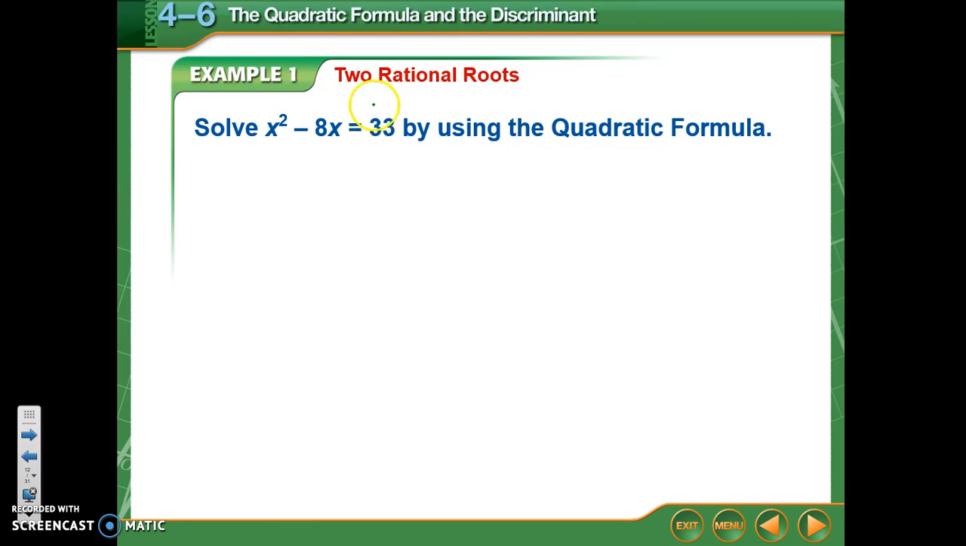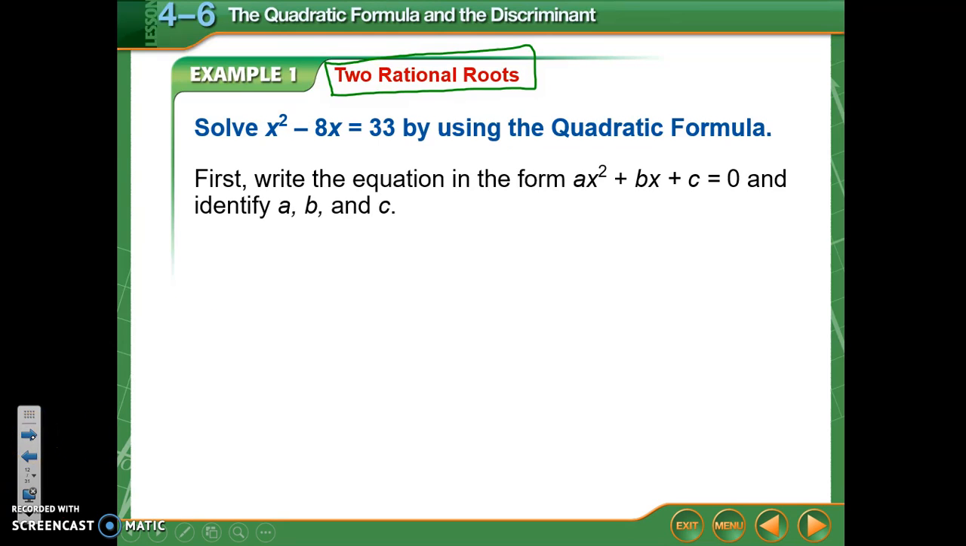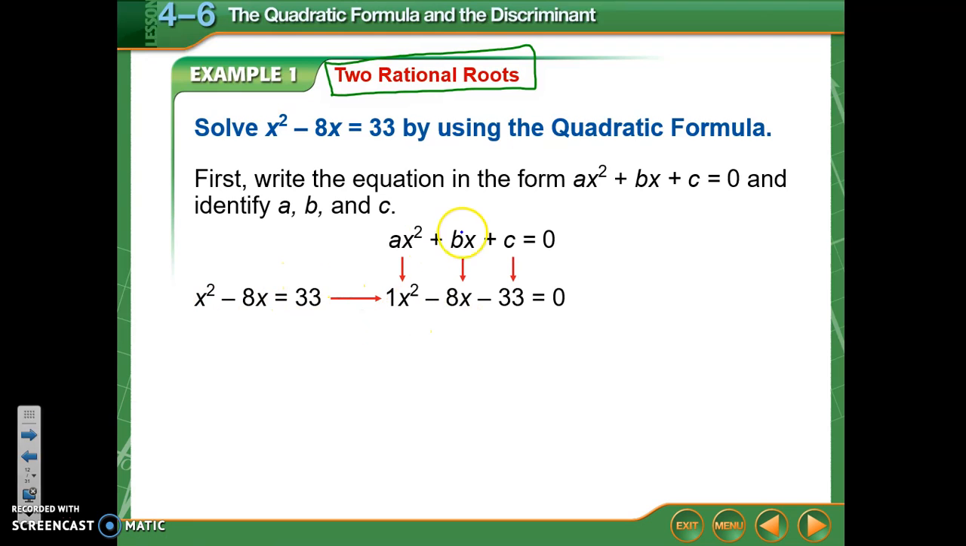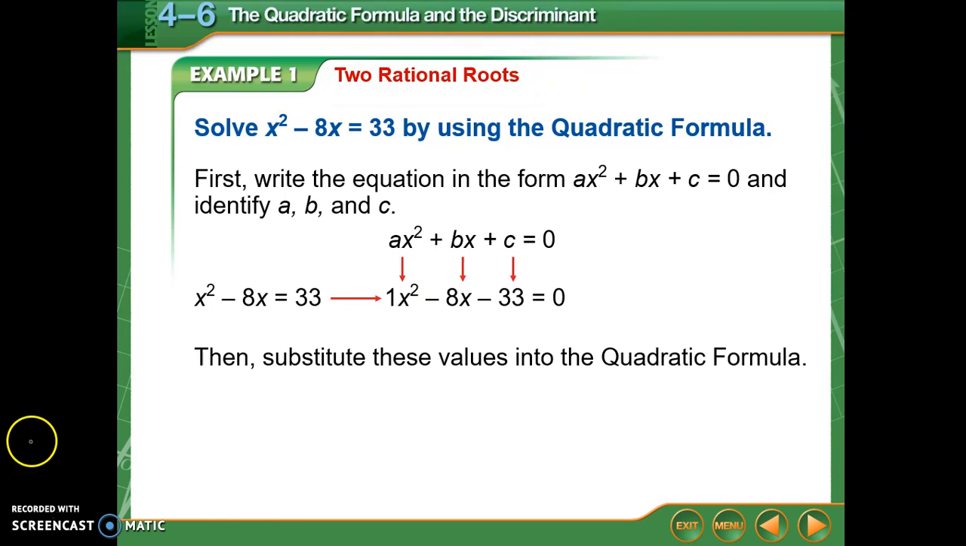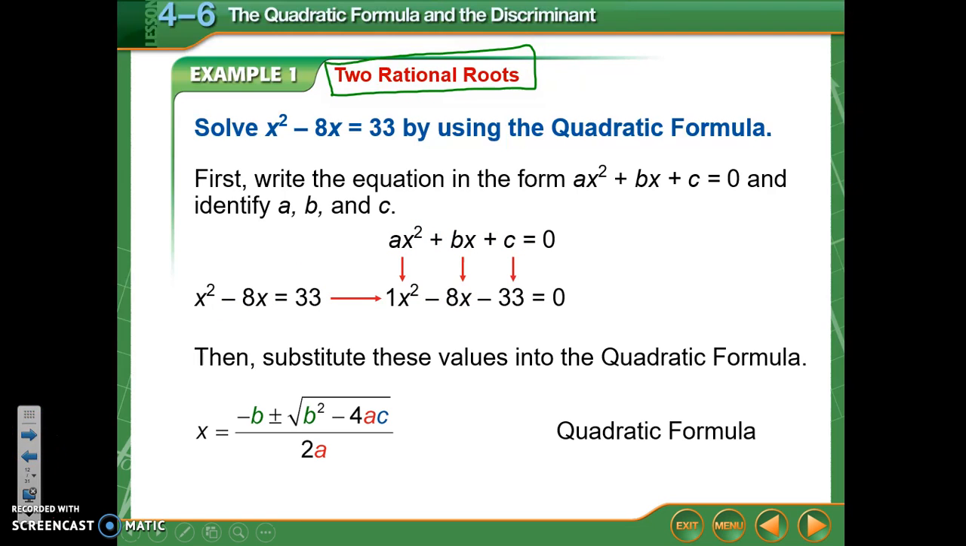So our first example here, we're going to look at an example where when we solve, we get 2 rational roots. So we're going to solve x squared minus 8x equals 33 using the quadratic formula. And we always want to start by getting it in standard form equal to 0. So we're going to subtract 33 from both sides and rewrite my quadratic equation like this. So a is 1, b is 8, and c is negative 33. Sorry, b is negative 8, and c is negative 33. So we're going to plug those values into our quadratic formula.